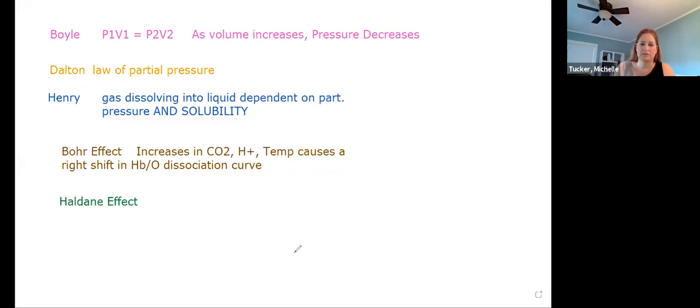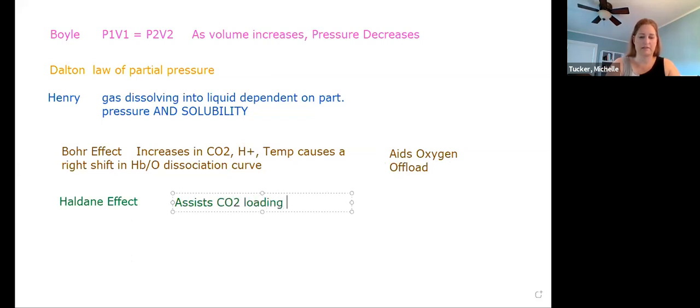So, the Bohr effect aids oxygen offloading, and Haldane assists CO2 loading onto hemoglobin.